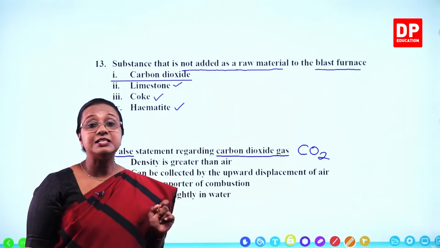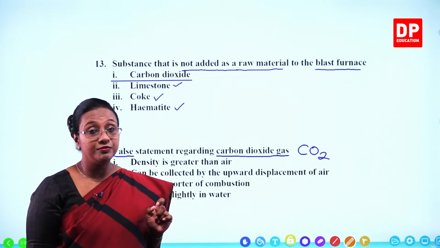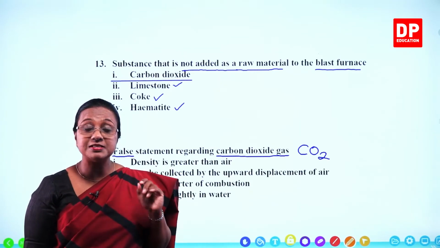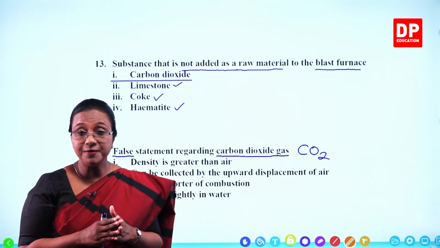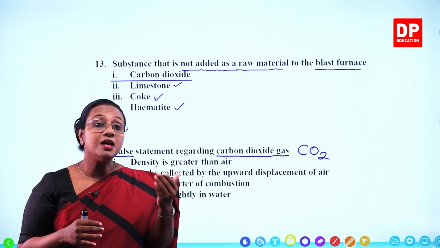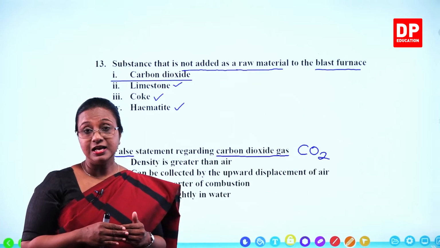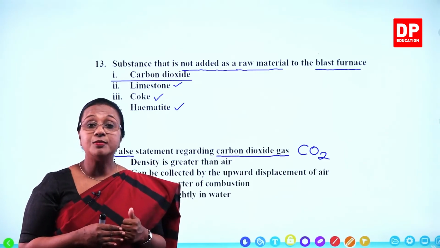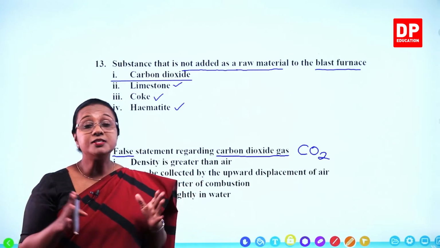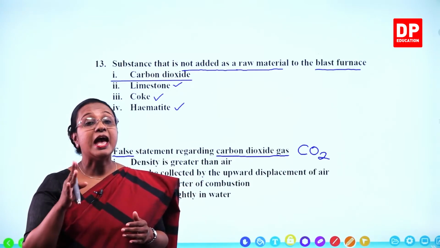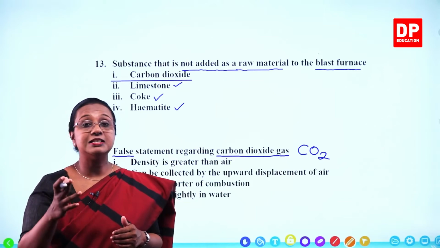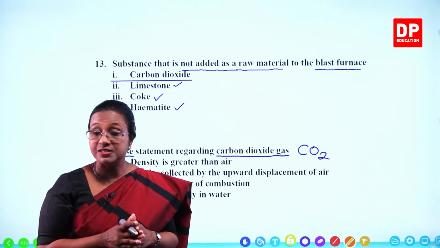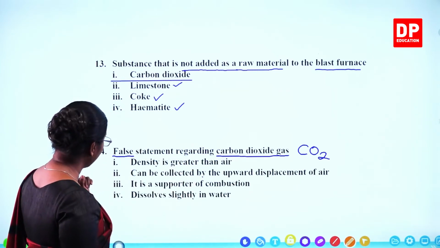CO2, the relative molecular mass is 44. It is present in a small amount, 0.03% in atmospheric air, and also it is more dense than air. It is less dense than water. It is slightly soluble in water. It is a non-supporter of combustion, and also it is a colorless and odorless gas. So those are the chemical and physical properties of carbon dioxide.